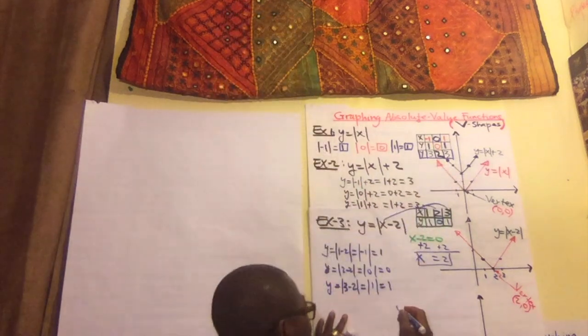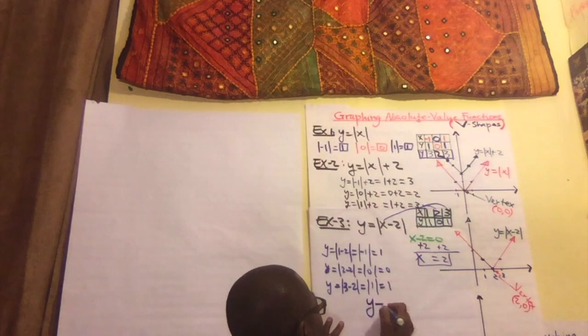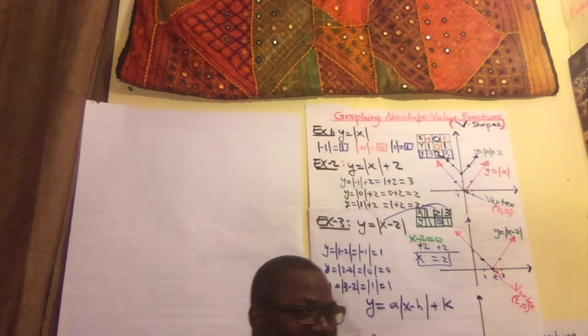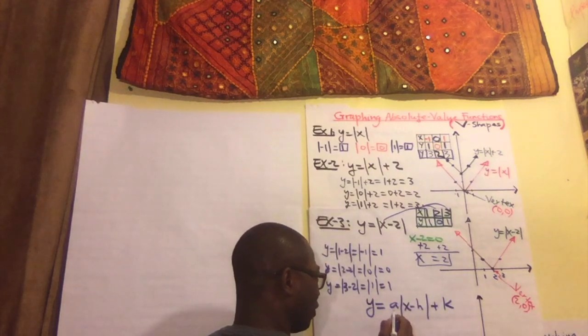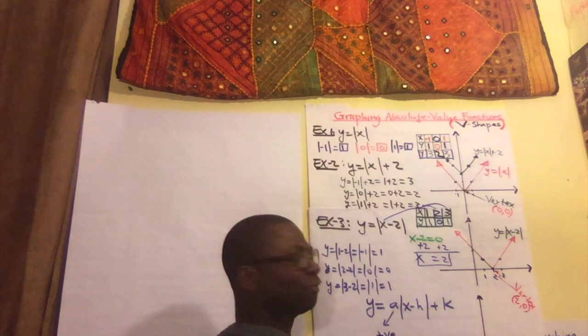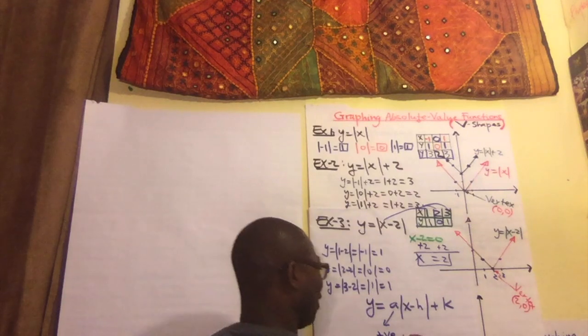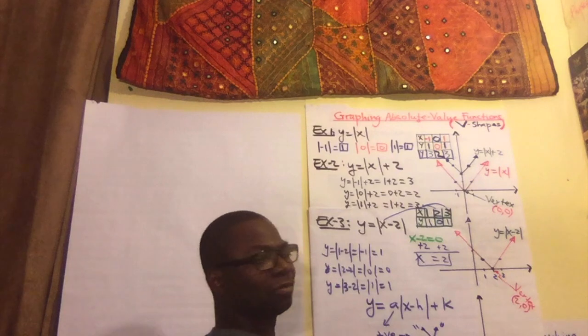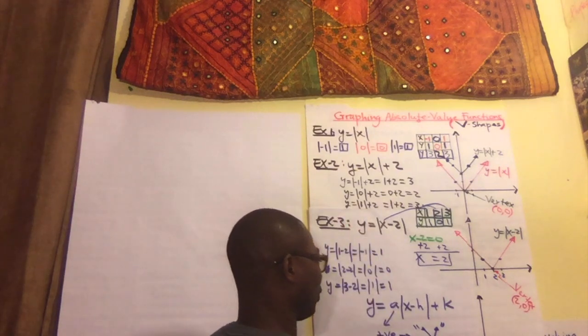Here is a general function: y equals some number a in front of the absolute value of x minus h, and we could even add a number to it here. We'll talk more about it in another lesson. If this value here is positive, then our V shape will be looking up. It's going to be happy.